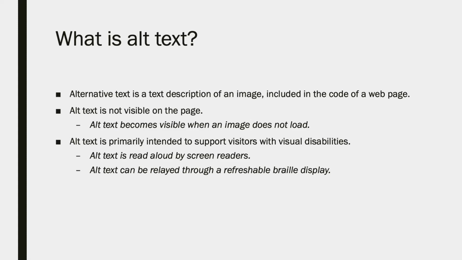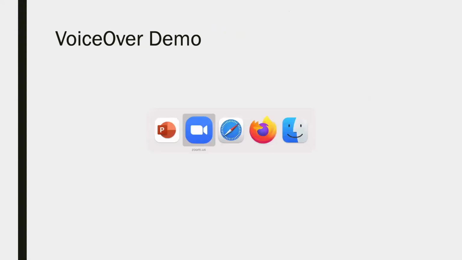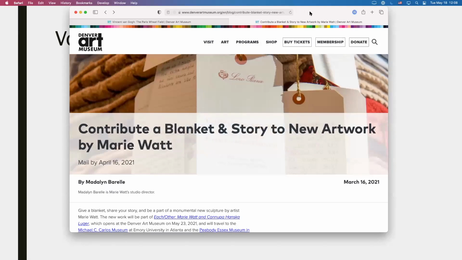It's really easy to talk about alt text in the abstract. What is it? What does it do? How does it work? But I think it's more useful to actually experience it a little bit. So what I'd like to do is just do a quick demo of VoiceOver. VoiceOver is the screen reader software that's built into Apple Macintosh operating systems. And what I'm going to do is just use a blog post from the Denver Art Museum website as a demonstration. And I'm just going to start up VoiceOver.